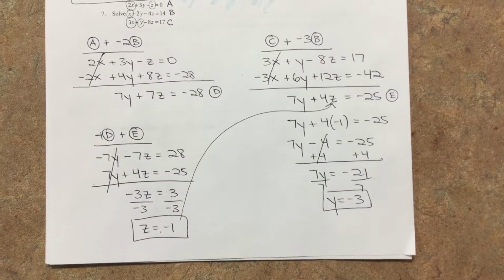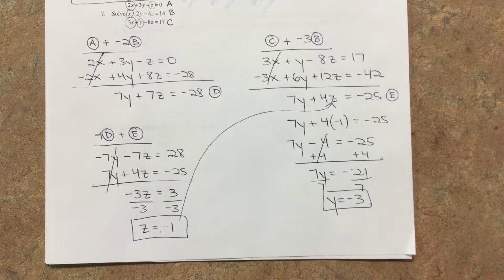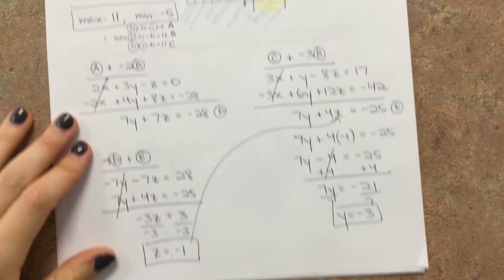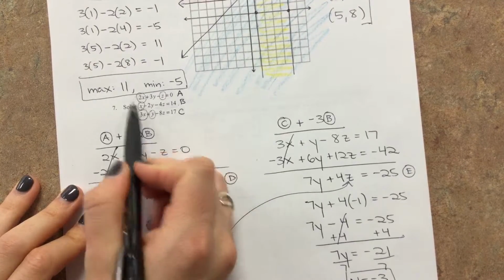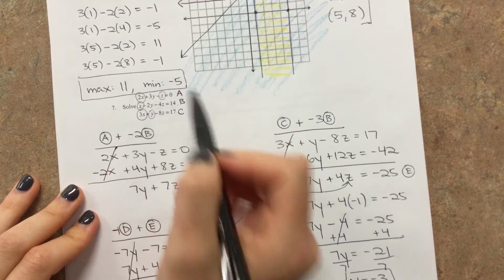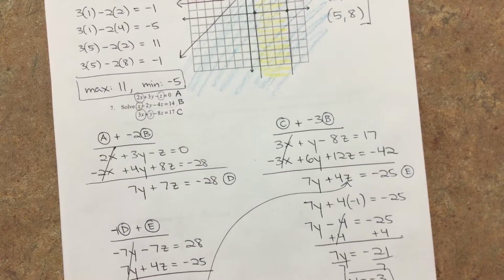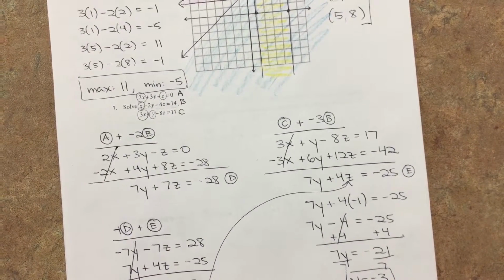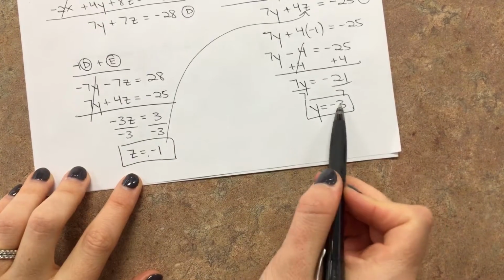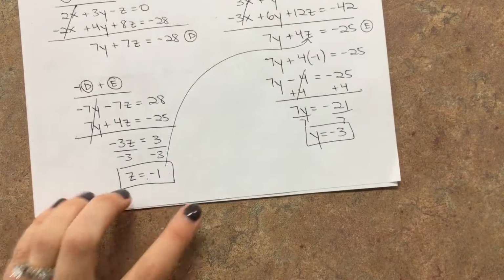We still need x. To get x, we're going to go all the way back up to the top. Let's do equation B, because the x is already pretty much by itself there. You could do A, B, or C. There's so many different combinations of how to do this, so I'm not showing you the one and only right way. I'm just showing you one possibility. So plug in y equals -3 and z equals -1 into equation B.